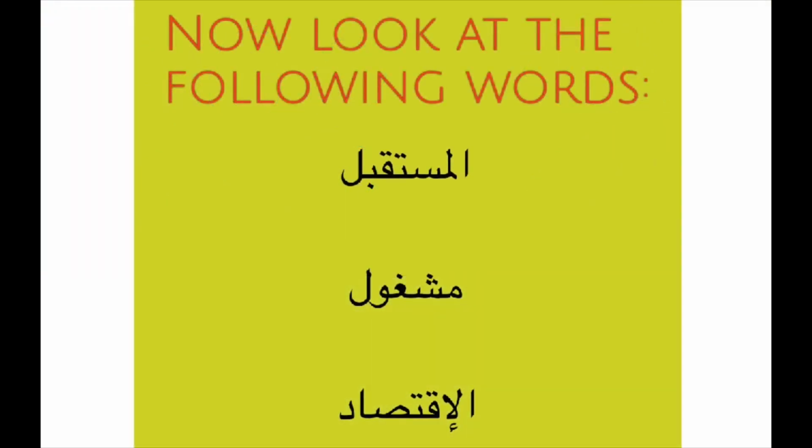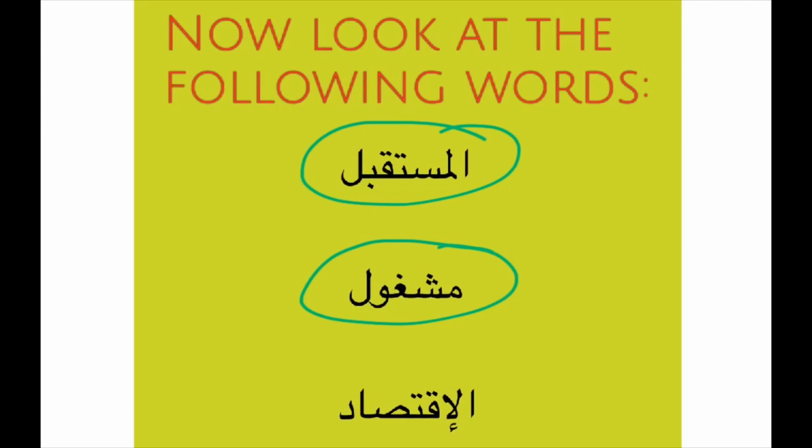Now look at the following words. El-mustaqbal, the future. Mashghul, busy. El-iqtisad, economics or the economy. It's a little bit more difficult because you have lots of letters to choose from. Let's learn some rules that will help us decide what the root actually is in each of these words.